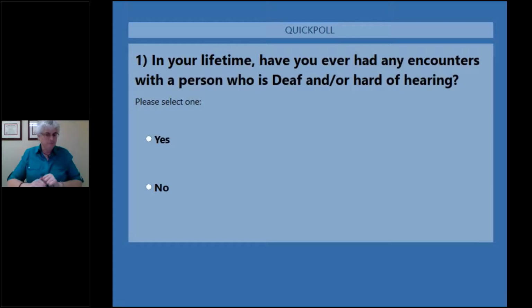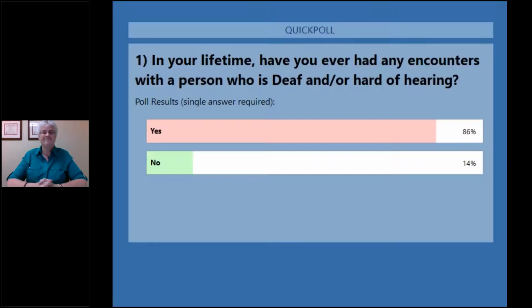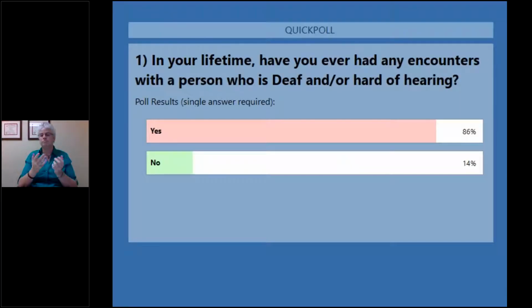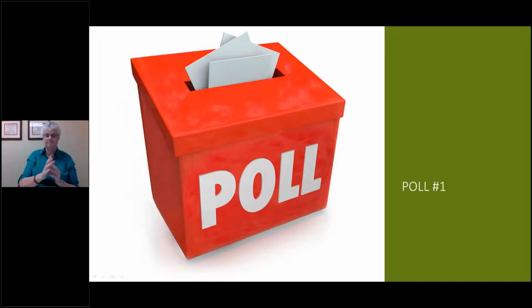Okay, I am going to go ahead and close the poll and share those results with you. So you'll see that most of our attendees, 86% of the people who participated, said yes, they have had encounters with folks. Okay, great. That's a big number. So we have a very experienced group that have actually had access to a deaf or hard of hearing person. So the second poll question then.